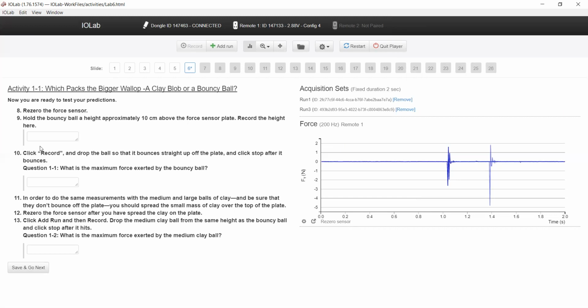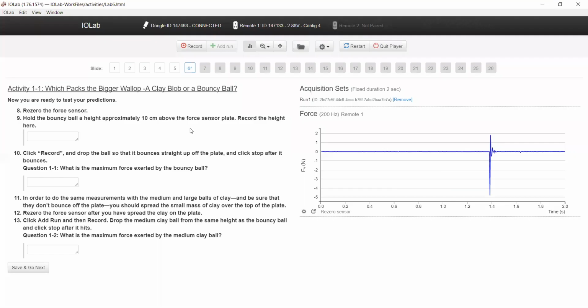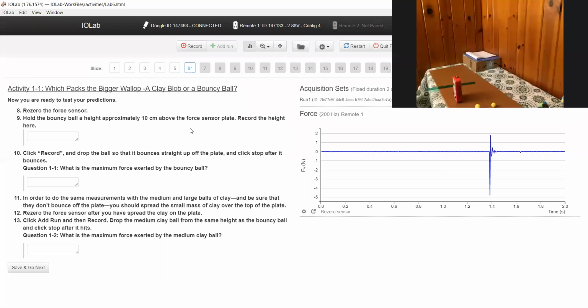After that, we need to find, for the medium and large plate, the maximum force exerted by the medium clay. After that, we have to do it with the medium clay ball also, with the same height. For the clay balls, which do not bounce, you can spread a little bit of sticky clay here so that the ball sticks, but if it doesn't stick, that's fine. But the idea is it has to stick.